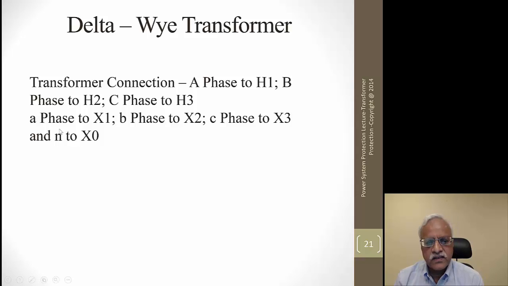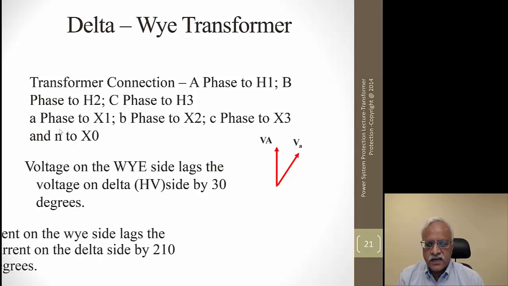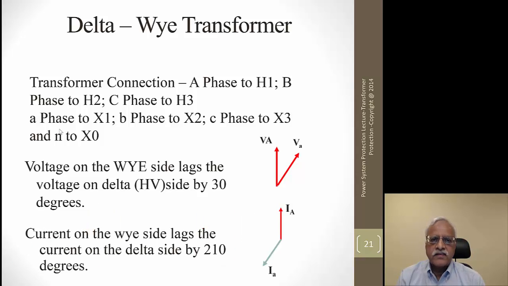I have shown this in the second slide here. As we look at it, the Y side voltage lags the high side voltage by 30 degrees, as I explained to you. The current coming into the transformer is taken as positive, and the current going out of the transformer is taken as negative. So if it is a resistive load on the low side, the current coming in on the high side is resistive, in phase with the A phase voltage.